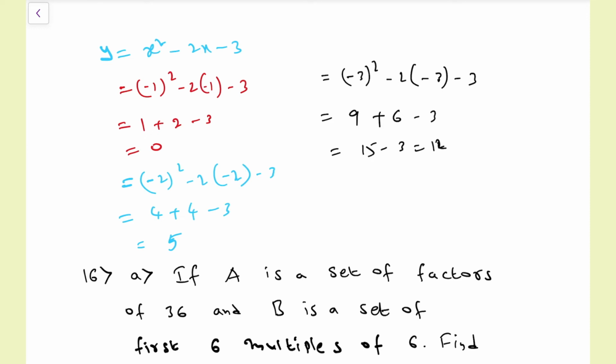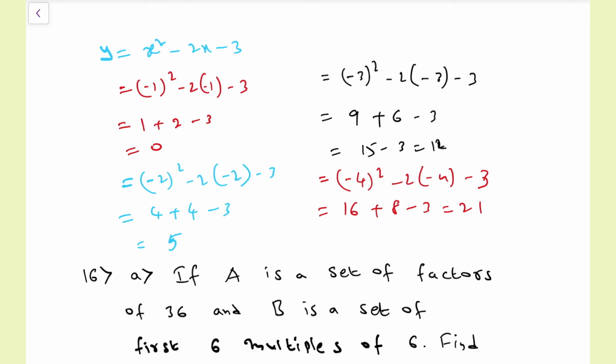Now substituting minus 4. Minus 4 whole square minus 2 into minus 4 minus 3. Minus 4 square is 16, plus 2 fours are 8, minus 3. 16 plus 8 is 24, 24 minus 3 is 21.